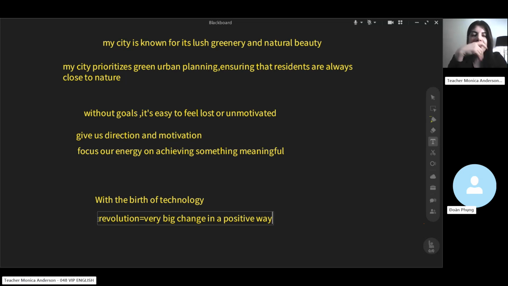So, the birth of... well, nowadays with the birth of technology, the world is having a big revolution in the quantity of people using highly advanced gadgets instead of reading books in their spare time.